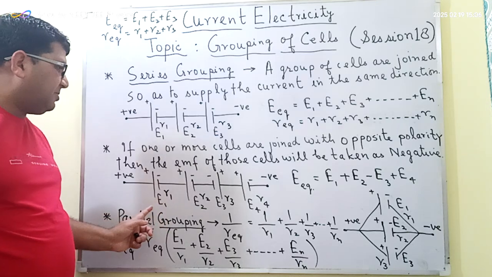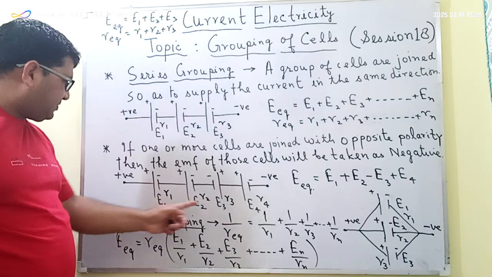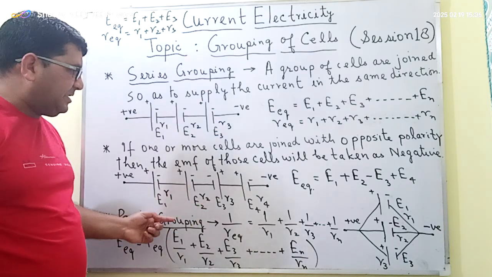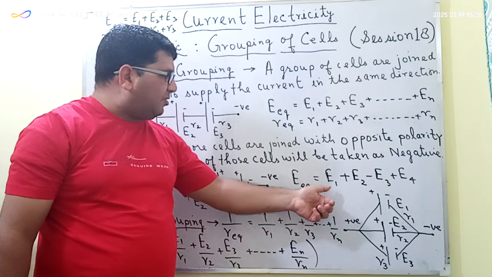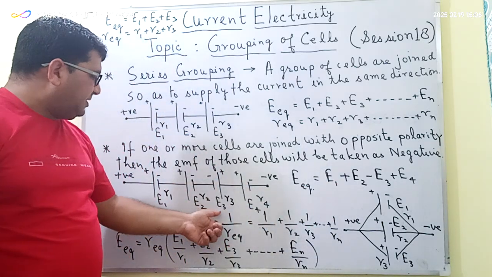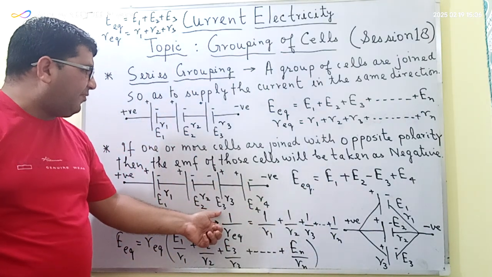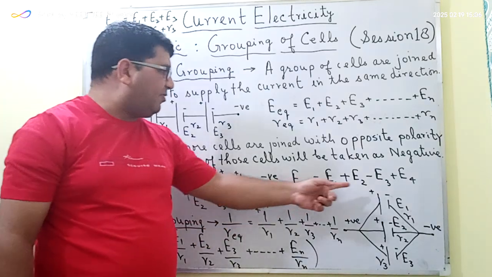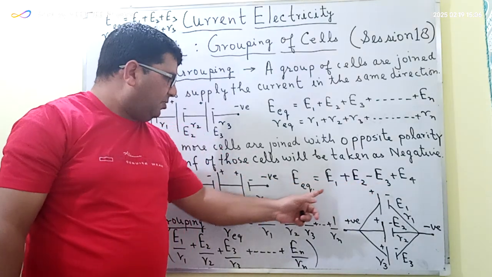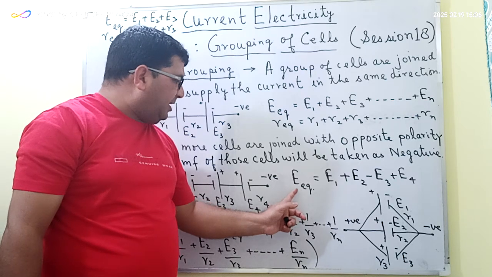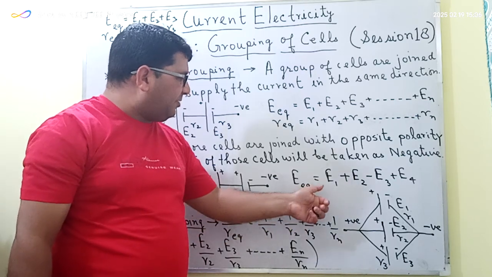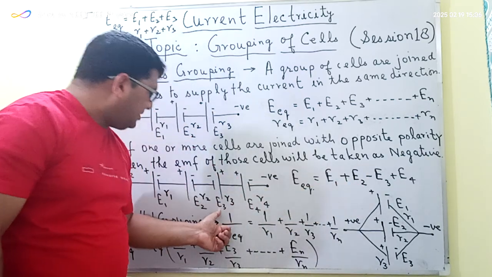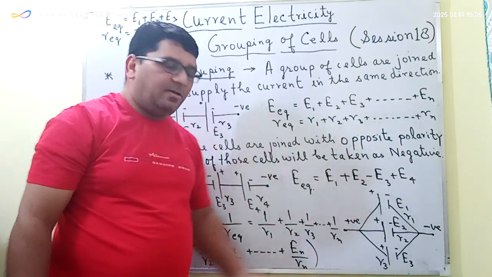So in this case, the equivalent EMF of this grouping of cells, that is E equivalent, will be equal to E1 plus E2. And since this third cell having an EMF value of E3 is connected with opposite polarity, its EMF value will be taken as negative. So the equivalent EMF of this combination will be equal to E1 plus E2 minus E3 plus E4.